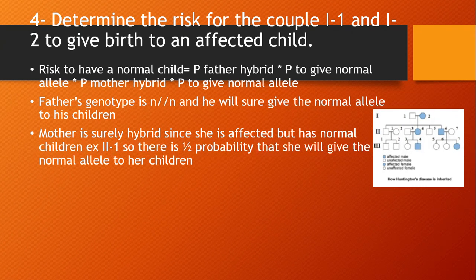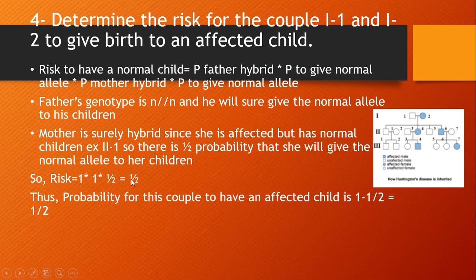And because she is hybrid, there is a probability of 1 over 2 to give the normal allele to her children. So in this case, the risk for this couple to have a normal child is 1 times 1 for the father and for him to give the normal allele, times 1 for the mother to be hybrid, times 1 over 2 for this mother to give the normal allele. This is going to give us a risk for this couple to have a normal child of 1 over 2, which means that the probability of this couple to have an affected child is 1 minus the answer that we obtained, or 1 minus half, which is equal to half.